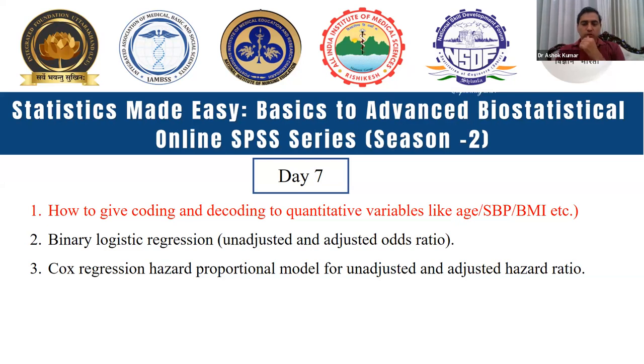We will discuss. When we talk about BMI, we have exact BMI, but we want to categorize according to ACR or WHO category. So how to do this? We will have demo on this, and after that we will have discussion on binary logistic regression to calculate odds ratio, unadjusted odds and adjusted odds ratio, AOR, that is a adjusted odds ratio. And for hazards ratio, we will have Cox regression hazard proportional model in SPSS function.